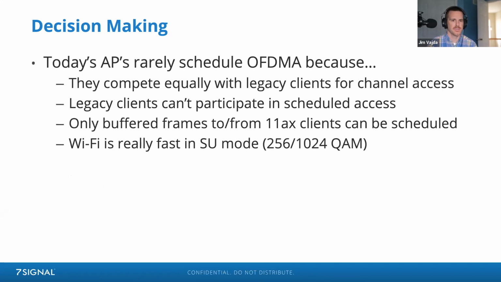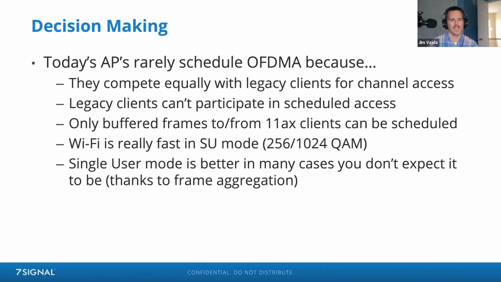Wi-Fi is really fast in single user mode. So if we don't have a lot of connected clients, like I talked about at the beginning, just a couple clients or just one client, we can deliver a huge amount of throughput to them. And there's no need to get fancy with scheduling. And then, single user mode has had some efficiency gains that we'll talk about in a couple minutes here, thanks to frame aggregation, that actually make it pretty efficient from that perspective when we don't have a lot of connected clients.